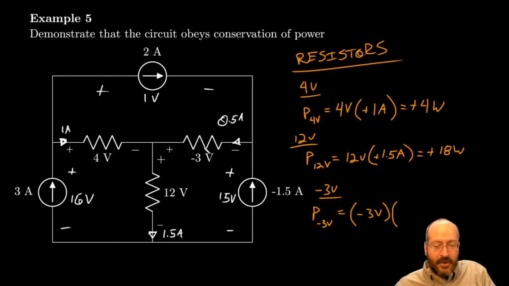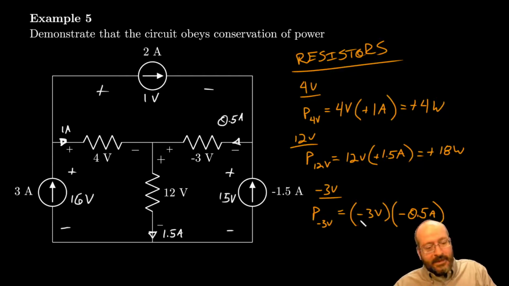The positive current direction for that polarity is left to right. And since I'm looking at this current, and that current's going opposite the positive current direction, I'm going to take that to be negative 0.5 amps.